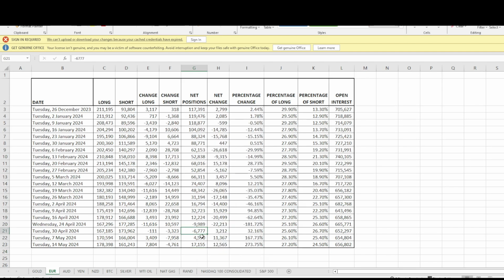And when you look at this net positions column, what we see is previously they had closed 6,777 longs, but now there was a jump from the negative 6,000 to a positive 4,000. That was a huge jump of 11,367 longs taken, positions taken, and now we see a further positive figure of 17,155, which is an increase by 12,565 positions taken in favor of longs.